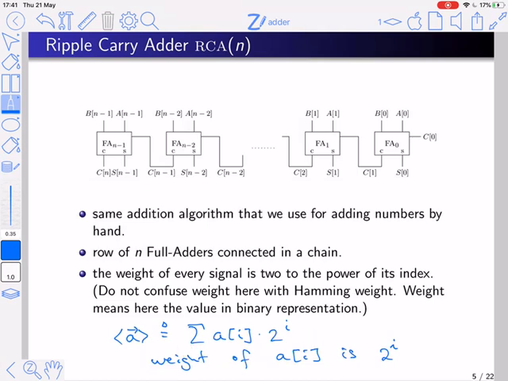Do not confuse the weight of a signal or a weight of a bit with the Hamming weight. It has nothing to do with it. The weight here is simply powers of 2 that appear in the number that is attached to a binary string in binary representation. So if I look at C2, its weight is 2 to the power of 2, namely 4.